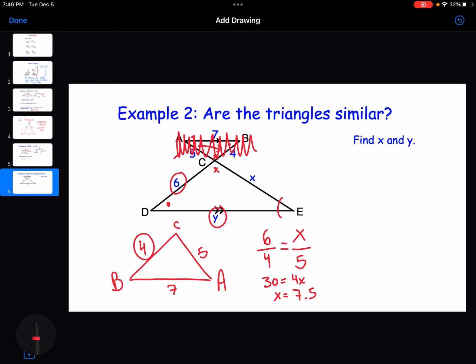Now we have to find Y. Okay, we're going to do the same thing for Y. We're going to have 6 over 4, because that's the ratio we know. And then it's going to be Y over 7. This one's a little bit different. We're going to get 4Y equals 42, and then Y equals 10.5.